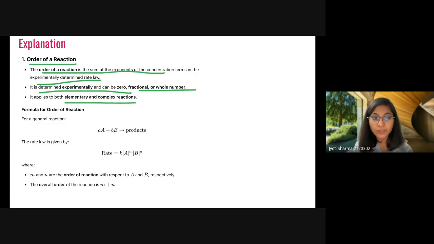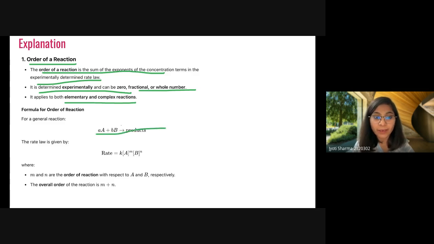As I have already mentioned, a reaction can be performed in multiple steps, and each step is known as an elementary reaction. So this can be applied to both elementary and complex reactions. And here is an example by which you can understand.